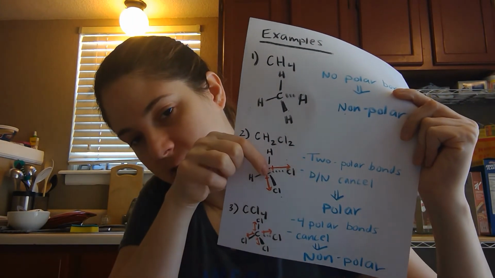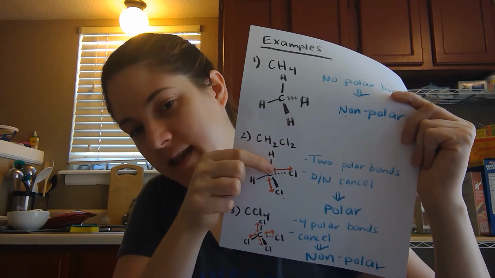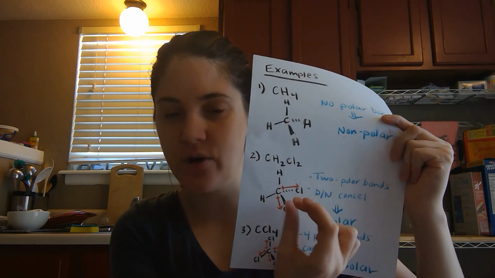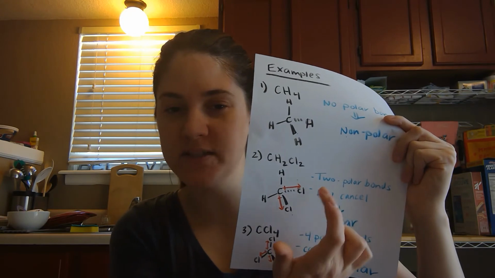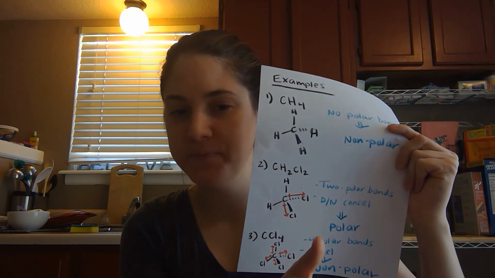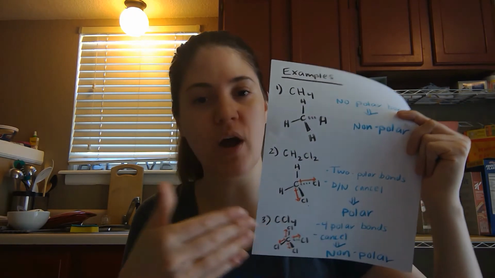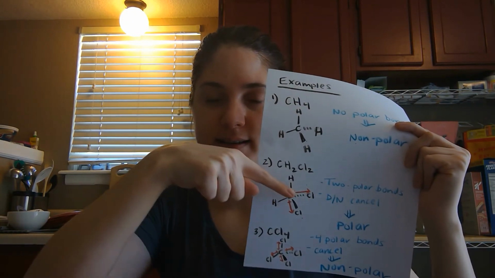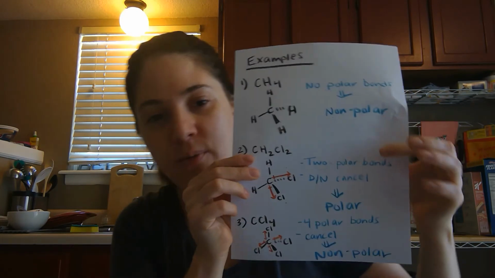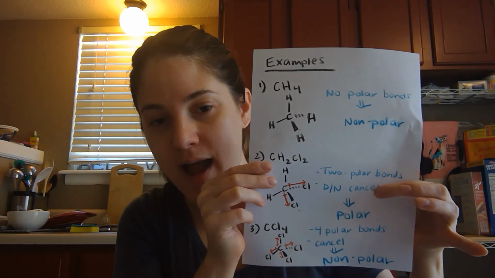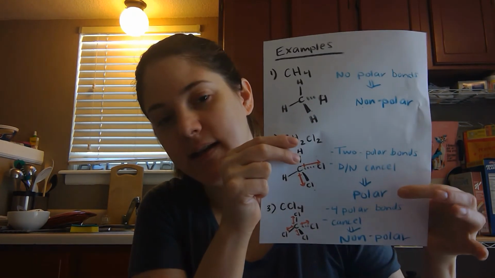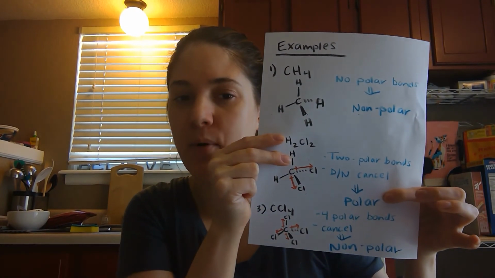This one's coming out of the page, this one's coming into the page, but they're not linear from each other. So even though this one's coming out and this one's going in, they're not directly opposite of each other. They're still roughly going in this downward direction right here. So we have these 2 polar bonds. They're not canceling because they're both roughly going in the same direction. This would then be a polar molecule.